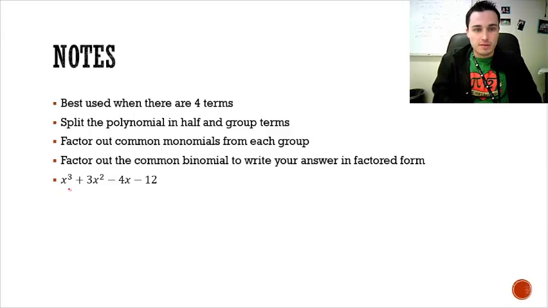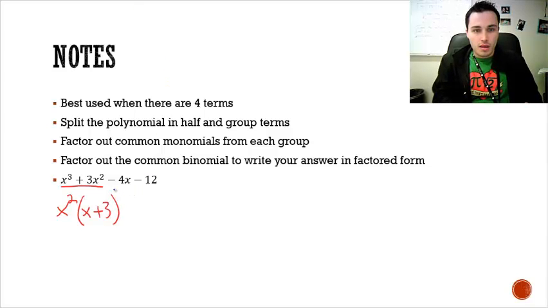So for this left half, what do they have in common? Both have an x. In fact, you could take out as high as an x squared from both of them. So x squared is going to come out, and if I pull out x squared, then it would just be an x plus 3 remaining.